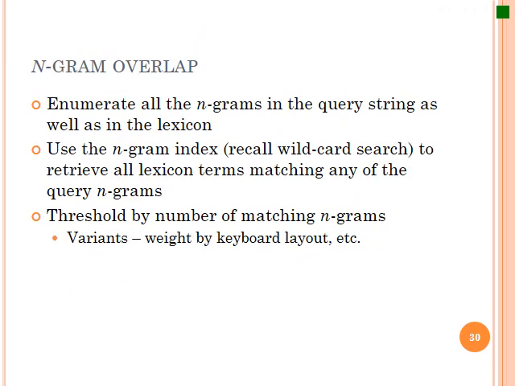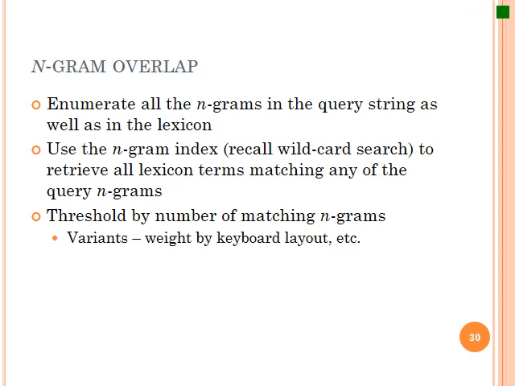So what is n-gram overlap? The idea is that you can enumerate all the n-grams in the query string as well as in the lexicon. Then you use the n-gram index, which is what we learned a short while ago, to retrieve all the lexicon terms that match any of the n-grams. Then you set a threshold by the number of matching n-grams.